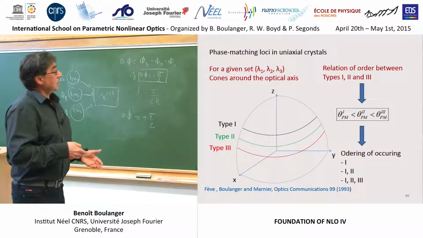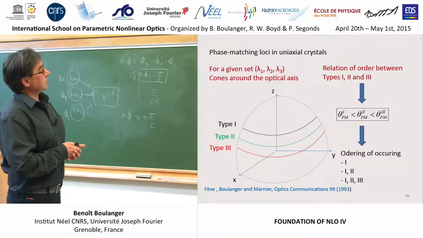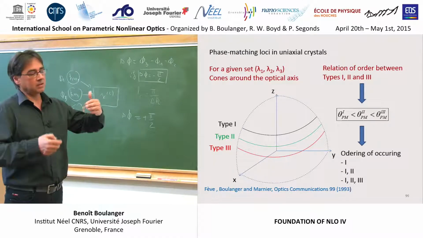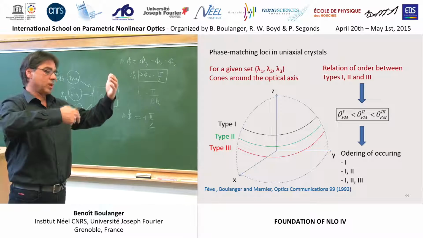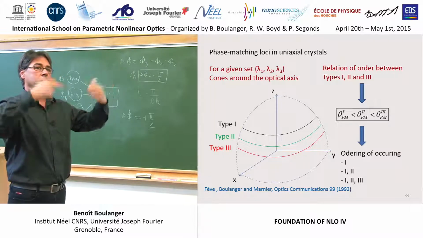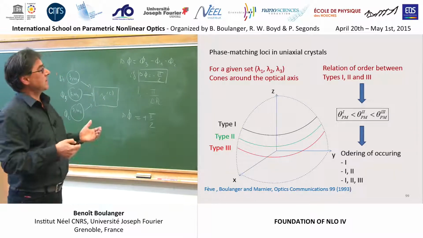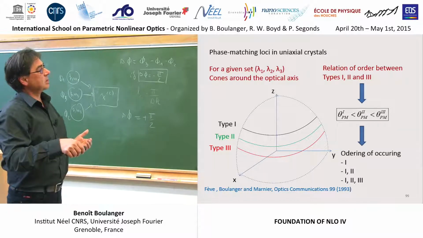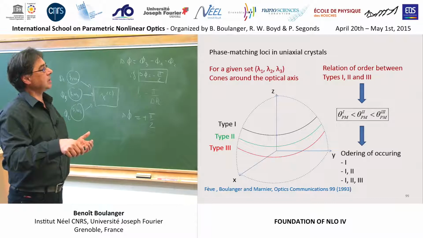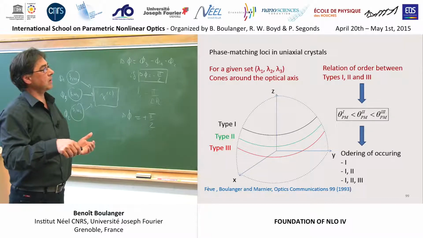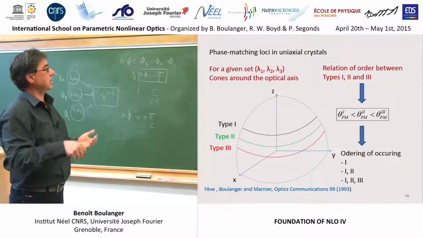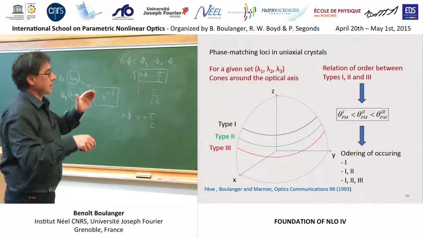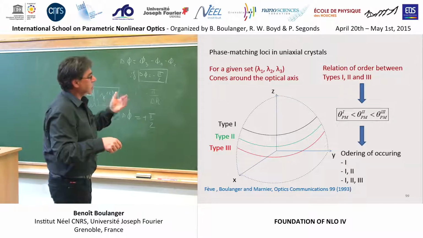Okay, we have also shown, by considering relations of order between the refractive indices, that the phase matching angle of type 1 is smaller than that of type 2, smaller than that of type 3. So here, yes, one point, and I will come back to that maybe a little bit tomorrow.